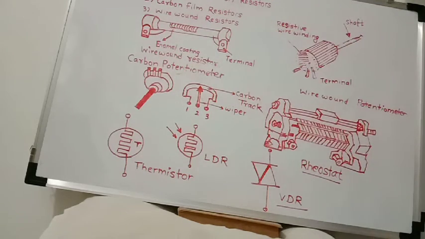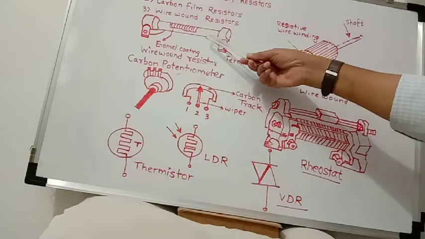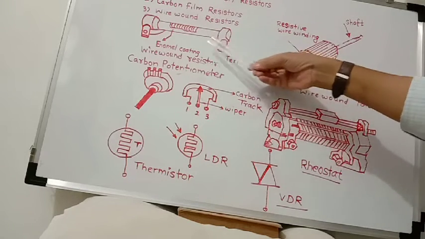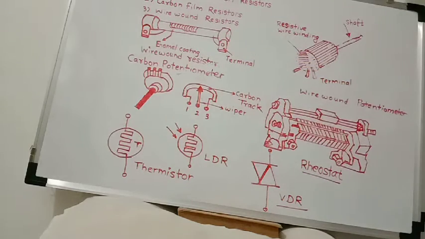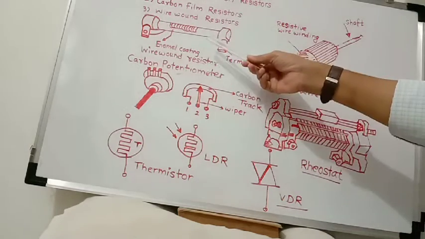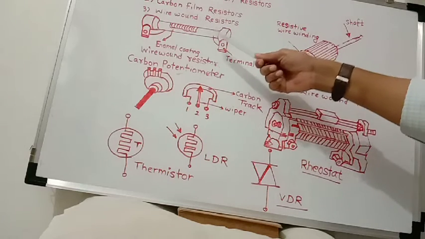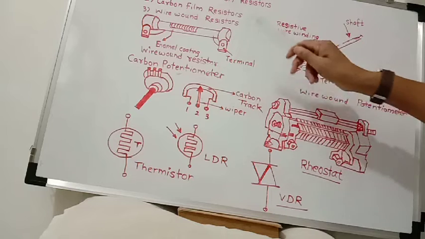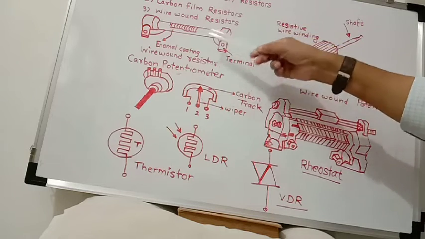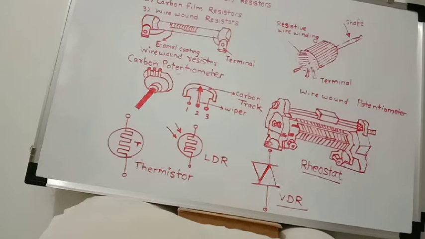Now the next type we have is the wire wound resistor, wire wound fixed type resistors. This is the sketch or figure of a wire wound resistor. Here there is one ceramic rod and one resistive wire, for example nichrome or manganese wire. It is wound on this ceramic rod in a wire wound resistor.